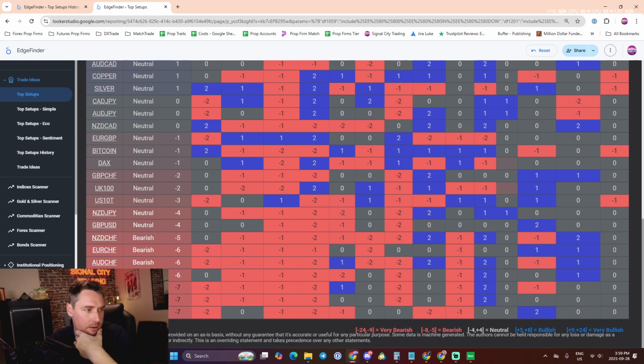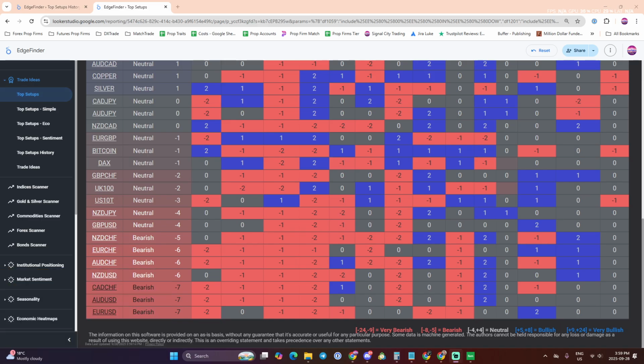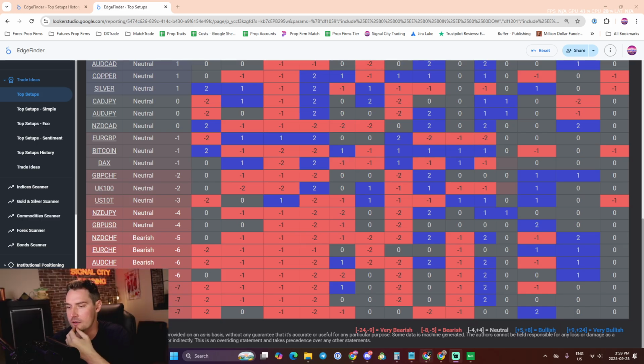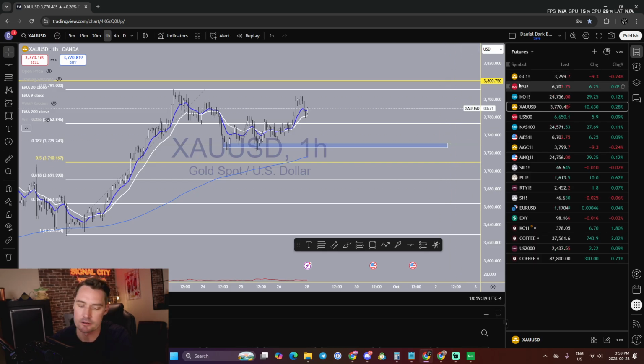So this here, let me just hide my camera for a second. So EURUSD, AUDUSD, and CADCHF are all -7. So we can take a quick look at those three real quick. Let's do that. So the first one's EURUSD. Let's look at that one.